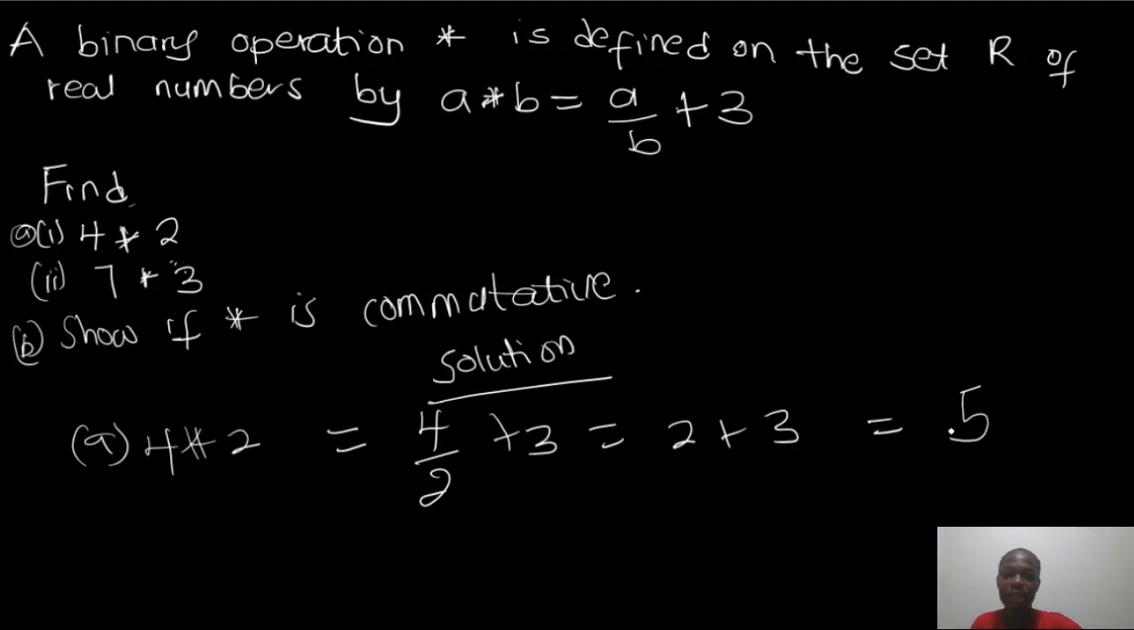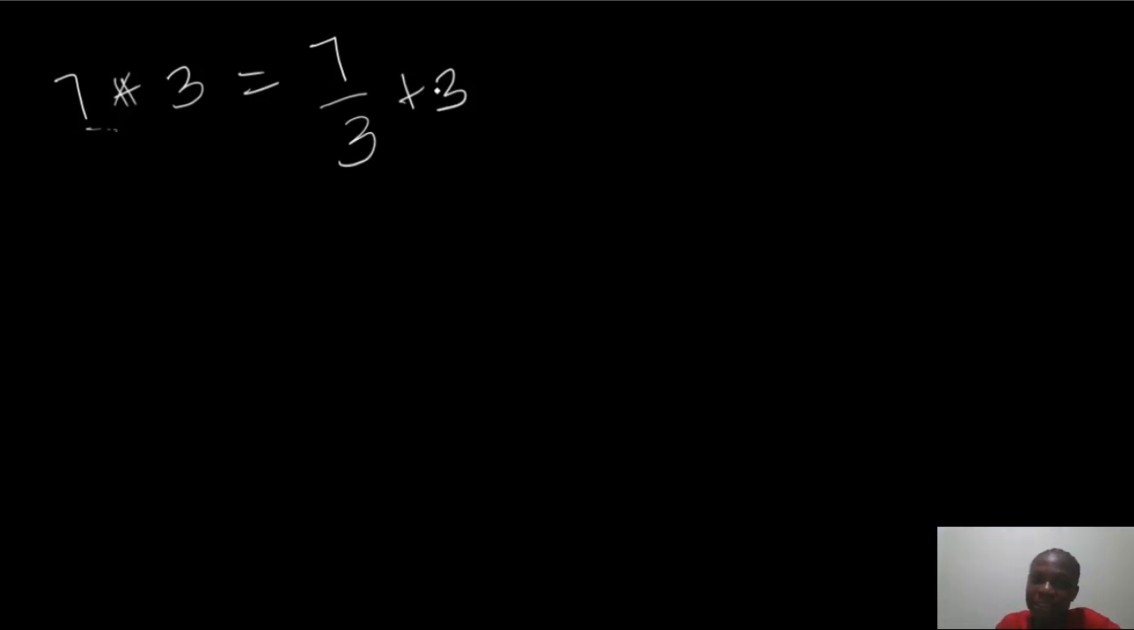And now the next one says that we should find 7 star 3. So for 7 star 3, the rule says a star b is a over b plus 3. So we are going to get 7 over 3 plus 3. And 7 over 3 plus 3 is the same as 16 over 3. So it means that if we do 7 star 3, we are going to get 16 over 3.